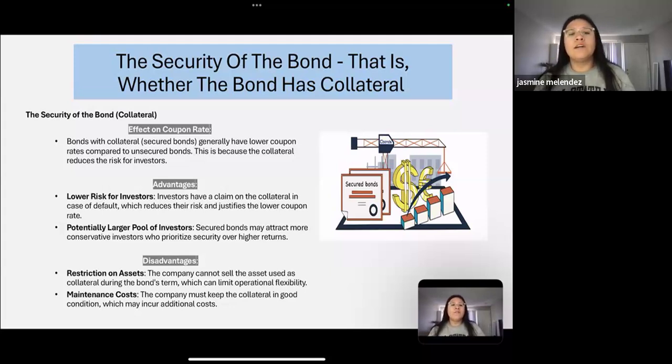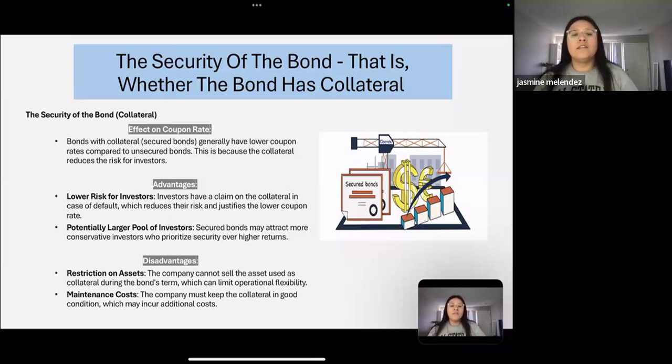A few advantages of this are that investors have a claim on the collateral in case of default, which reduces their risk and justifies the lower coupon rate. And a lot of investors might be interested in investing because it is secured, which is, like I said, a lot lower risk, and that attracts a lot more conservative investors.